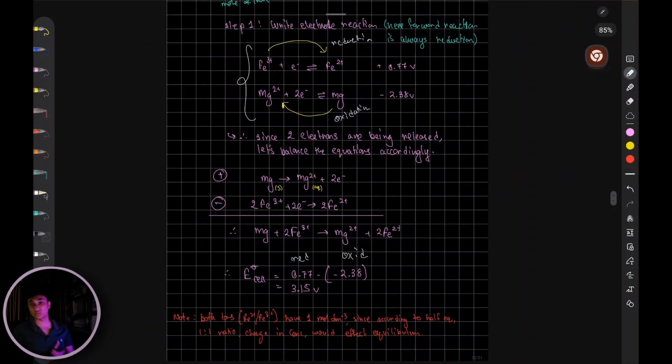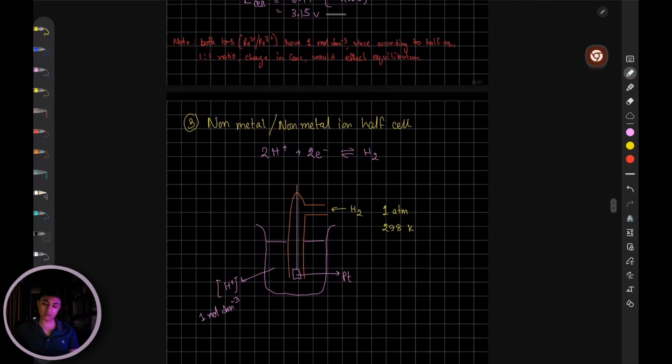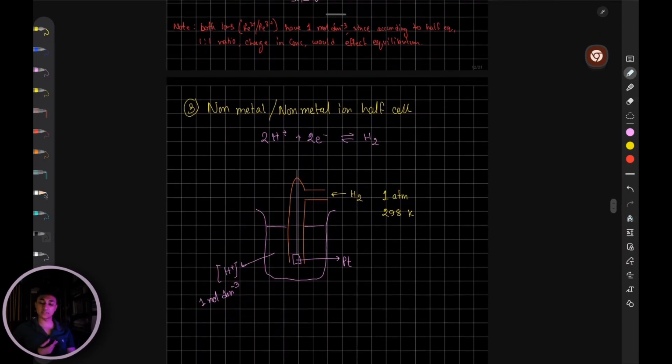There's a formula to find out what happens when there are changes in ion concentration, how it's going to affect your electrode potential value. And as a result, it will also affect your E cell value. So yeah, you have to keep the ion concentration the same, that is 1 mole per dm cube.